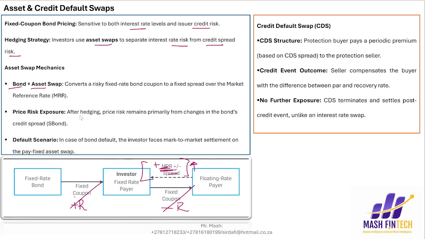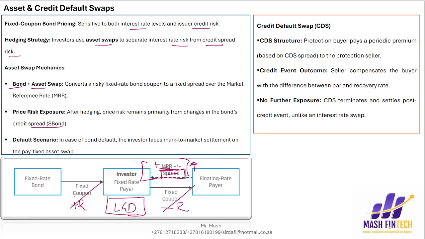So the price risk exposure after hedging, the price risk remains primarily from the changes in the bond's credit spread. So these changes in this spread are going to ensure that the risk of the price exposure stays. And then also in the default scenario, the investor faces a mark-to-market settlement on the pay fixed asset swap. So this is the pay fixed asset swap which the investor enters into. But should there be a credit event, then the investor loses the loss given default.